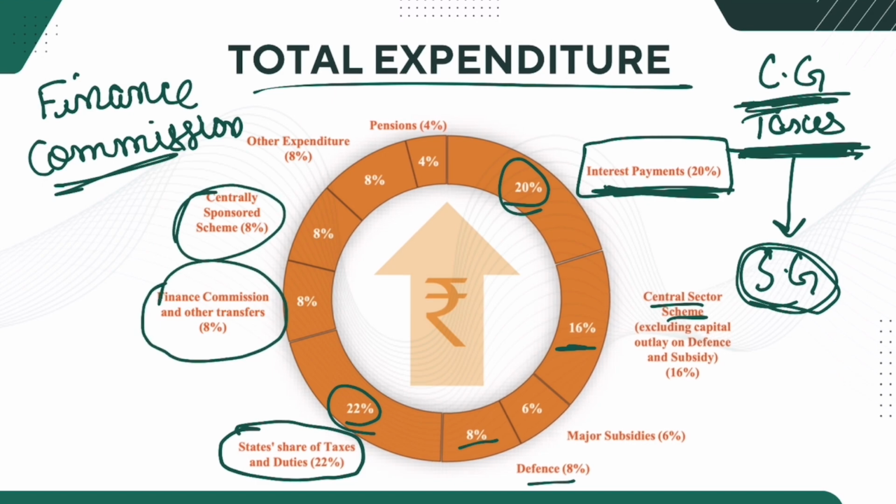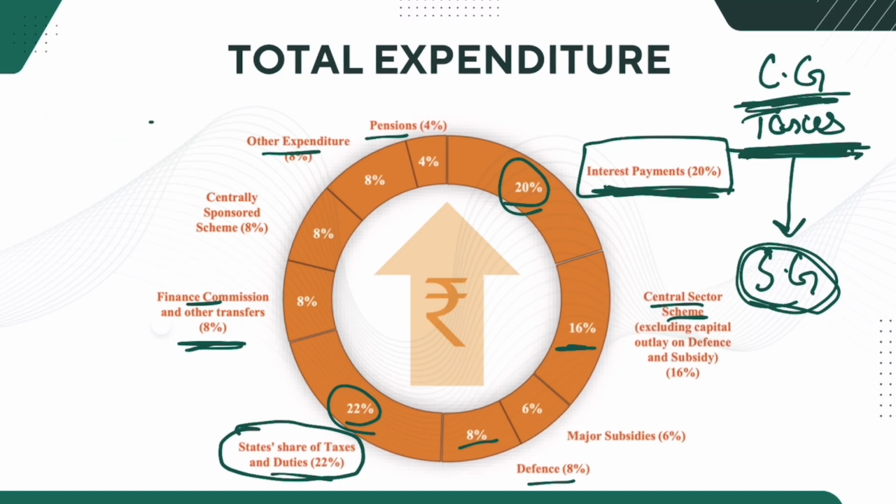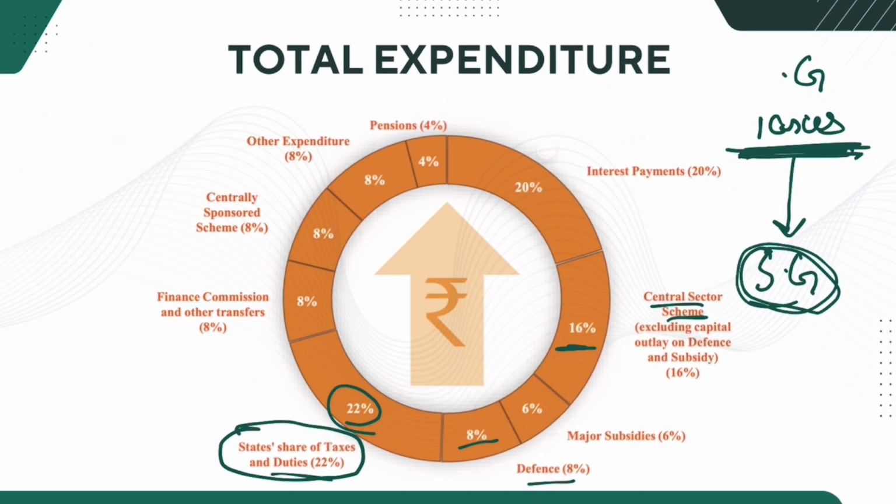Finance Commission and other transfers. Finance Commission also tells you how much taxes you would give to the state governments. Finance Commission also talks about grants, how many grants you'll give to state governments. So these grants form 8%. Tax devolution forms 22%, which is a lot. And then there are other expenditures, pensions and all that stuff. Clear? So number one is devolution to states. Number two is interest payments.